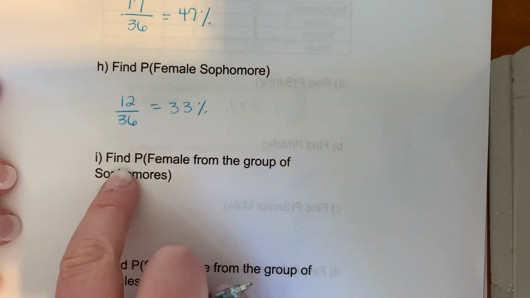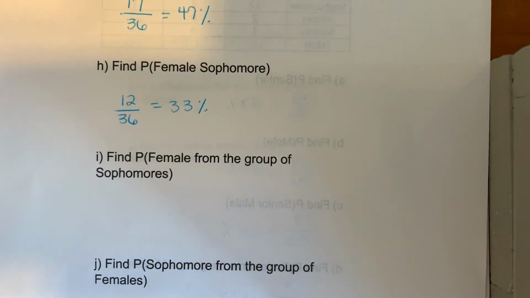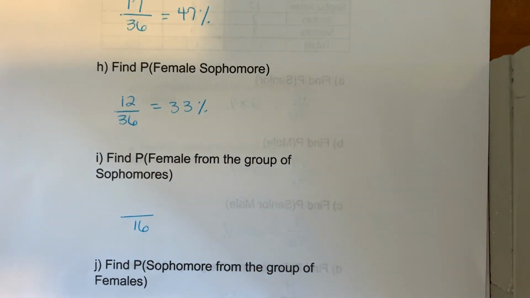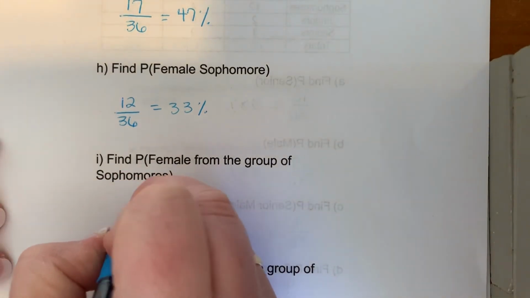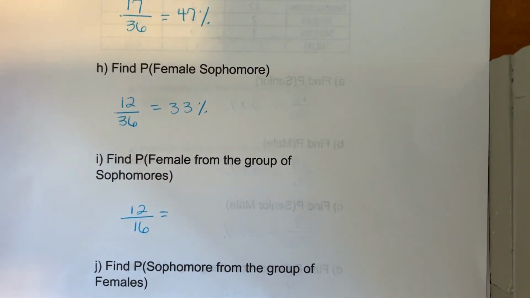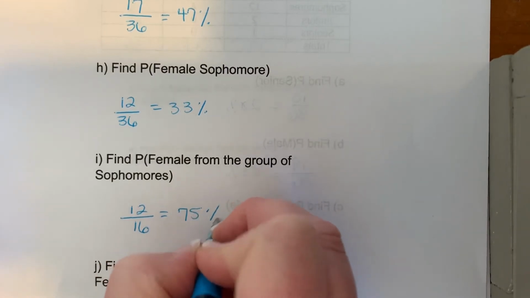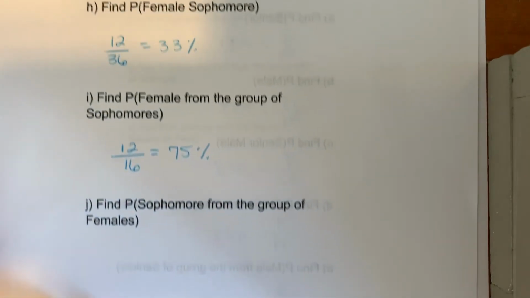All right, find the probability of female from the group of sophomores. So now I'm only looking at the sophomores. I don't care about anyone else. So there were 16 total sophomores. Now, how many of those sophomores are female? There's 12 of them. So 12 out of 16, which is a 75% chance. So you're more likely to pick a female out of the sophomores than a male.